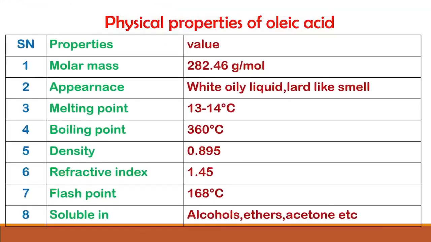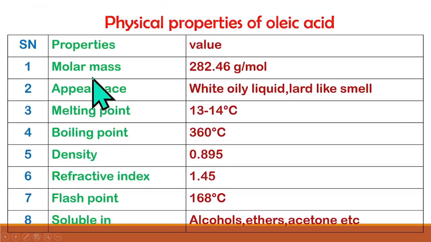Okay, we see the physical properties of the oleic acid. The molar mass of this acid is 282.46 grams per mole. The appearance of this fatty acid is a white, oily liquid, and it has a lard-like smell. Lard is one kind of animal fat. The melting point of this fatty acid is between 13 and 15 degrees. At this temperature, it becomes liquid. Below 13 degrees, usually it will appear as a solid or semi-solid. When you raise the temperature above 14, it melts down as a liquid. And the boiling point of this acid is 360 degrees. When we boil the oil at atmospheric pressure to 360 degrees, it gets vaporized.